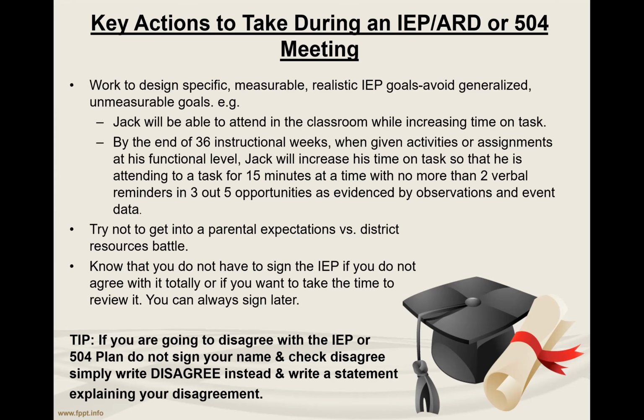But then I wrote a measurable goal for Jack to attend on task that says: by the end of 36 instructional weeks, when given activities or assignments at his functional level, Jack will increase his time on task so that he is attending to a task for 15 minutes at a time with no more than 2 verbal reminders in 3 out of 5 opportunities. From that goal, we know how much time Jack is attending to a task, we know how many verbal reminders or prompts it's taking, and we know how successful he is in 3 out of 5 opportunities.